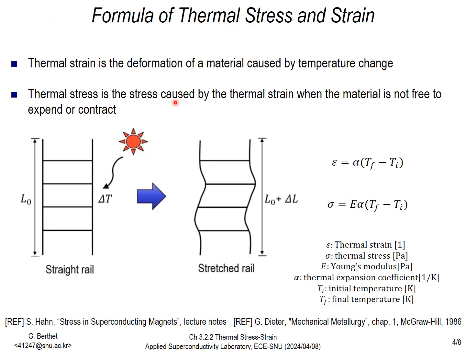If we look at the situation schematically, we begin with a straight rail of length L0, and due to the sun heat, the rails get hotter. According to the relations on the right-hand side, we can see that the rail is going to expand of the difference in temperature times a coefficient called thermal expansion coefficient. The final temperature being hotter, the rail is going to expand of a length, delta L. Also, if we constrain the rail so that it doesn't expand, an internal stress proportional to the Young's modulus times the thermal strain we calculated earlier will appear.